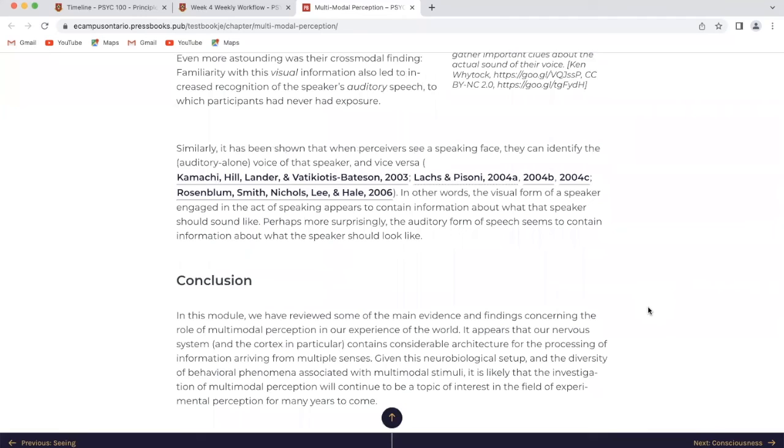Similarly, it has been shown that when perceivers see a speaking face, they can identify the auditory alone voice of the speaker and vice versa. In other words, the visual form of a speaker engaged in the act of speaking appears to contain information about what that speaker should sound like. Perhaps more surprisingly, the auditory form of speech seems to contain information about what the speaker should look like.